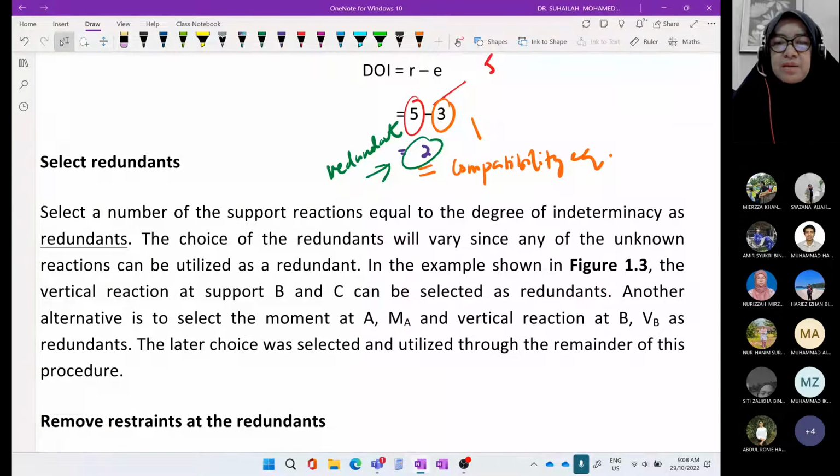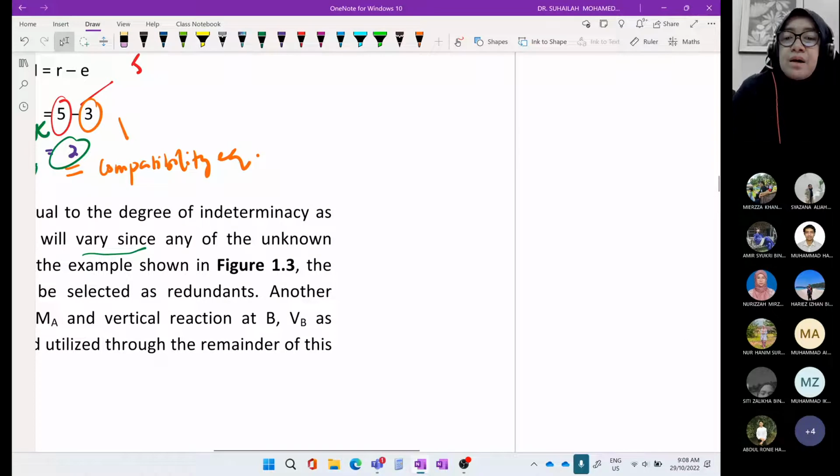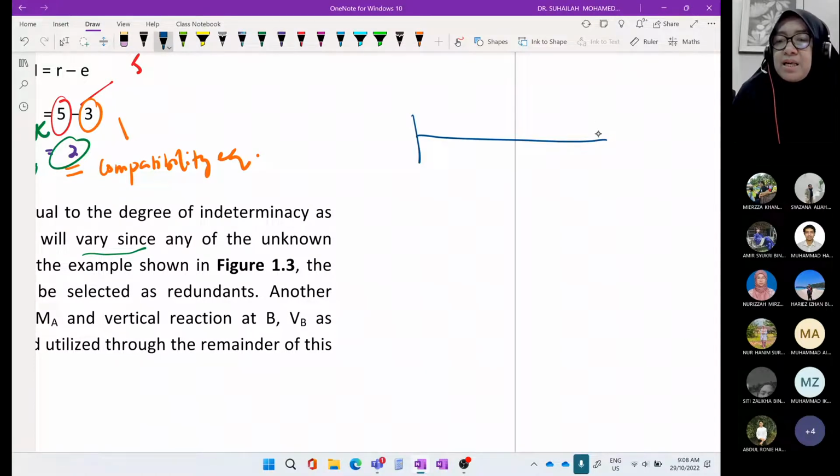So we have to select a number of support reactions equal to the degree of indeterminacy. The choice of the redundant will vary. For example, when we analyze a beam with one redundant, we can have two options. We can have a cantilever beam. Recall what we have learned previously, this one, A and B.